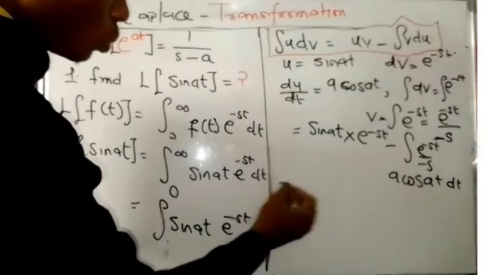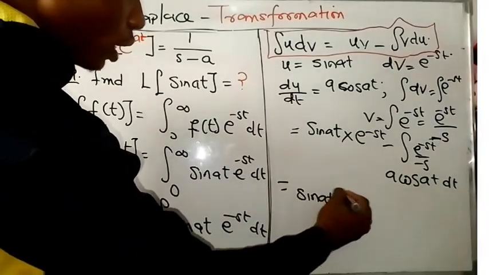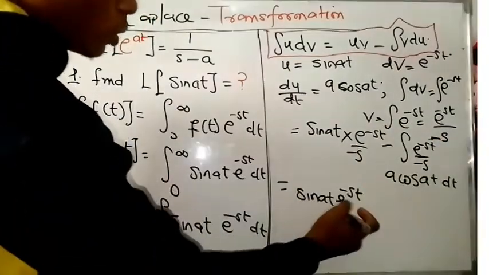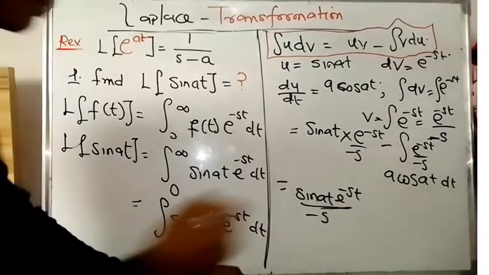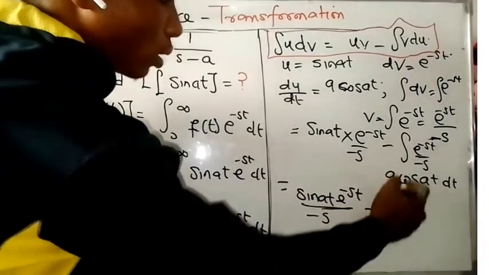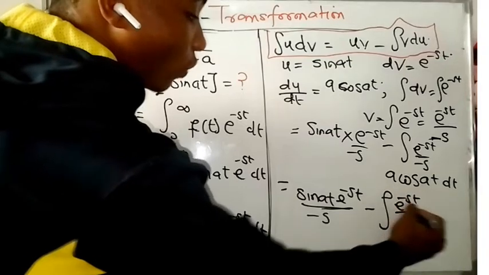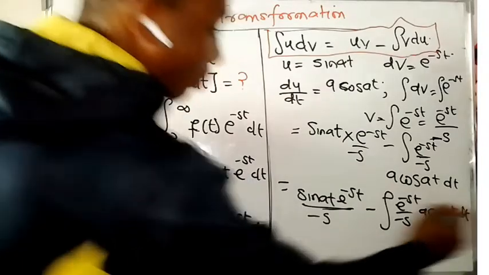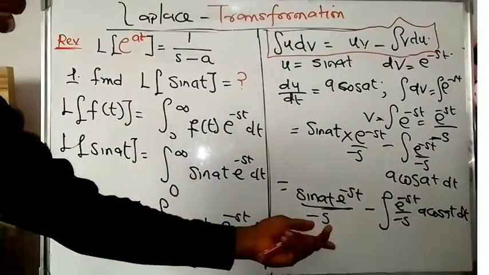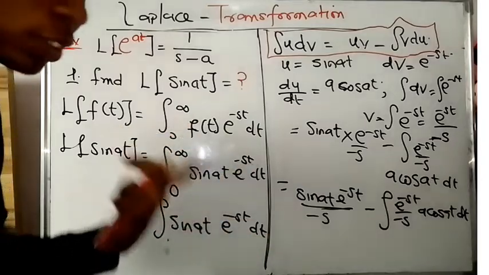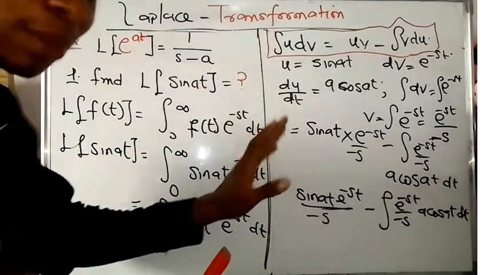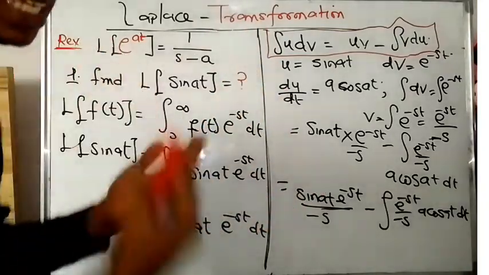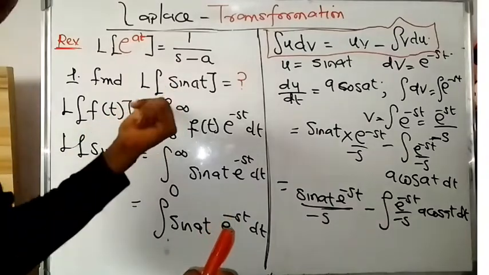So writing this, we will have sine at times the exponential of minus st divided by minus s, because this is v, minus the integral of the exponential of minus st divided by minus s, a cos at dt. This is how we go about the integration by parts method. I want you to follow this step by step. It is not actually important for the proof, but I want you to see how we derive the Laplace of sine at.